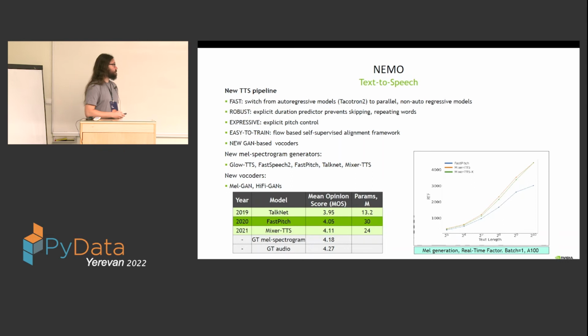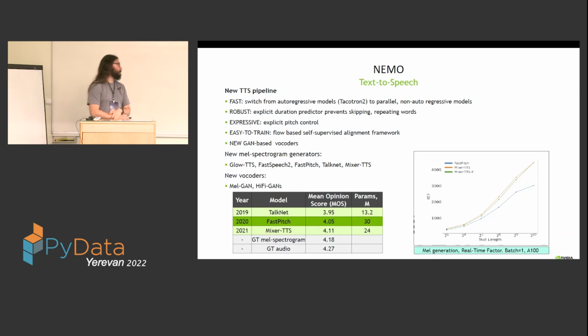It is robust against duration and skipping and repeating words. It is expressive. You can control pitch and the other parameters of expressiveness. Again, it is easy to train, and I mean, just as everything in NeMo. And yeah, we have GAN-based vocoders and plenty of spectrogram generators here.